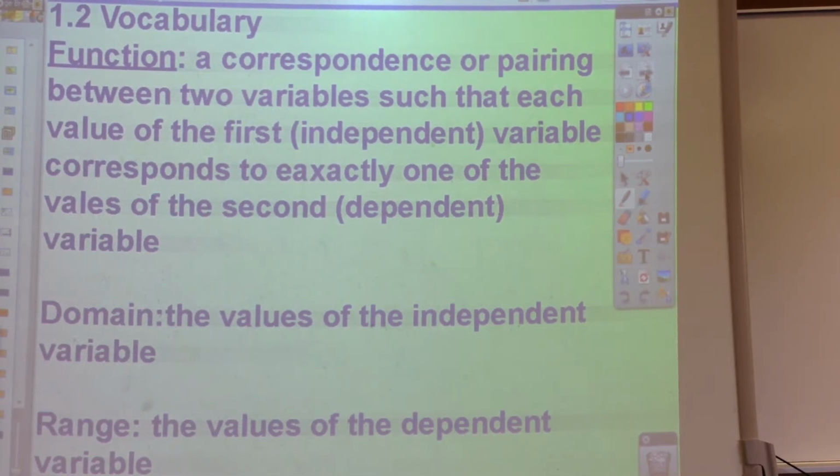Afternoon. Let's start with section 1.2 in this video. We're going to begin with vocabulary. Here we have three really important words. We're going to start with a function.